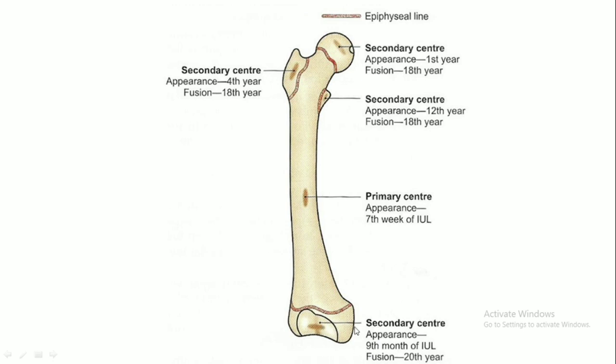What happens if the baby is found dead after 8 months, or if you don't know the age of the baby? Then we take the X-ray of the lower end of the femur and the upper end of the tibia. Both the secondary center of the lower end of femur and upper end of the tibia appear at the 9th month of intrauterine life. If this center has appeared, then we can say that the baby can live independently.